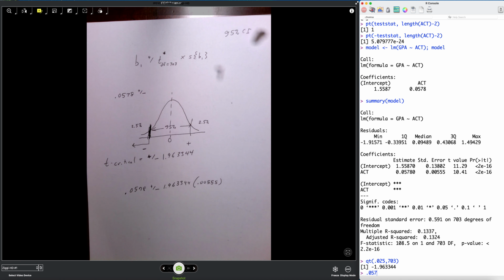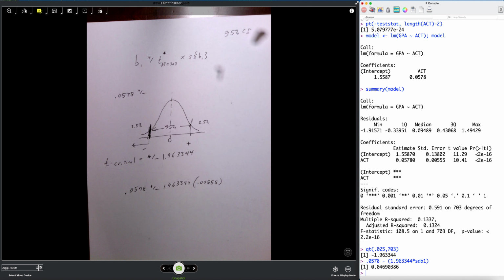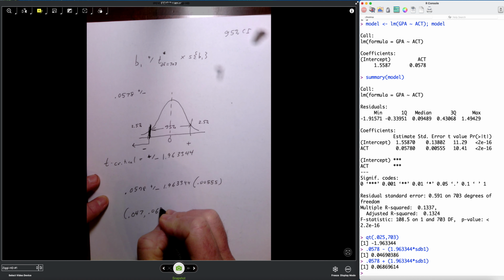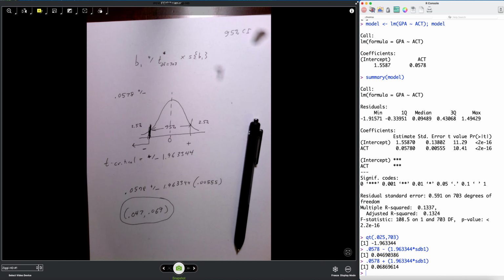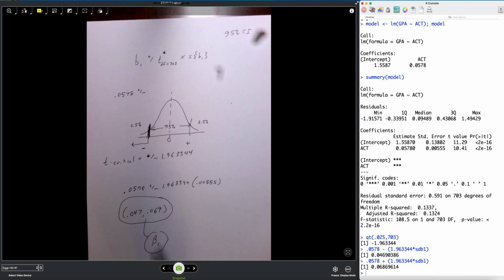So 0.0578 minus 1.963344 times, what did we call that before? Just SDV1. So the 95% confidence interval for B1 will be from 0.047 to 0.069. So there's a 0.95 probability that this interval will capture the population slope for the population model.